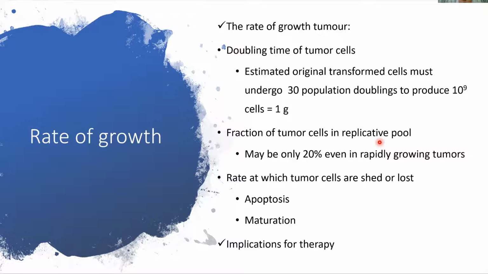I will show you pictures after this. In studies, they said about 20% of tumor cells are in the replicative pool, meaning most are in the non-replicative pool. This has significance, which I will tell you after. And the third factor is the rate at which tumor cells are shed or lost through apoptosis and maturation.